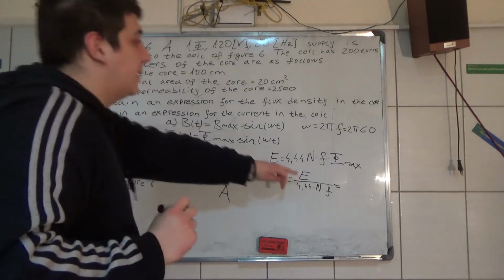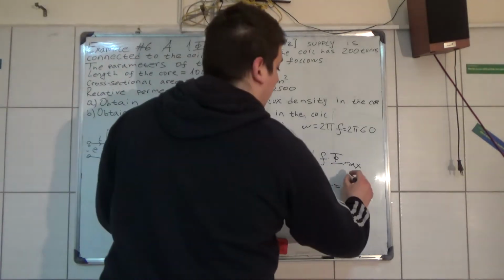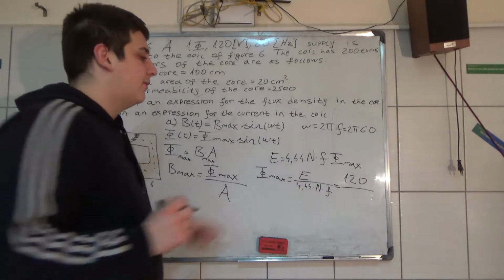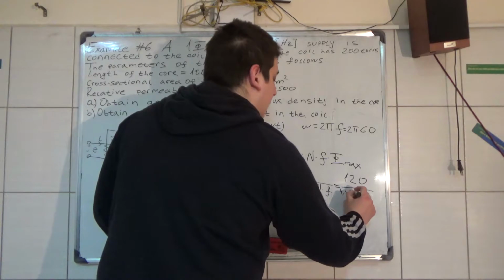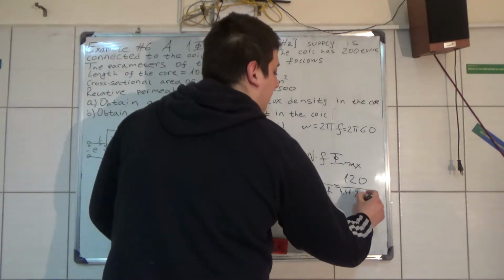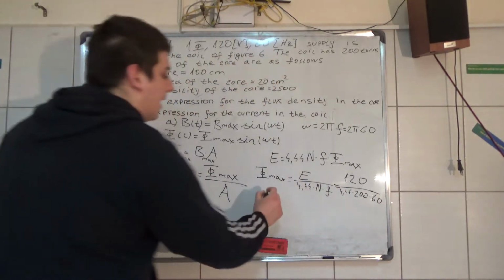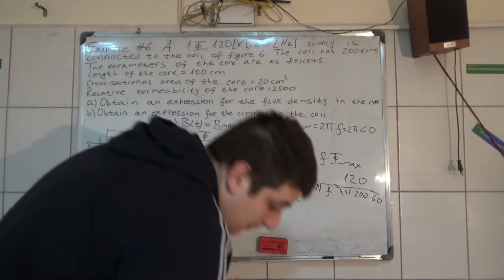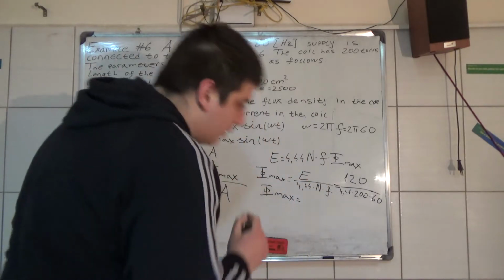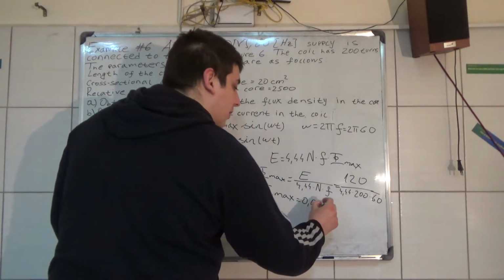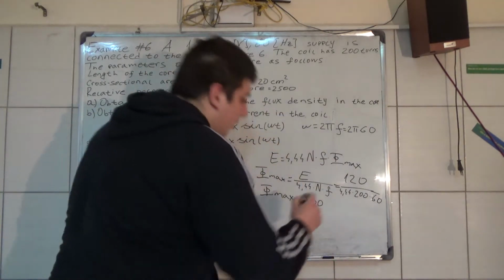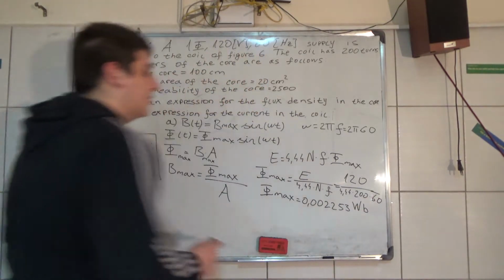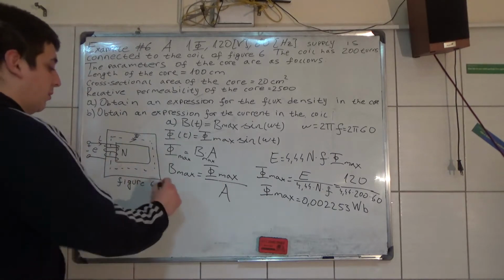Now the RMS is equal to 120 volts. The voltage is 120 volts, divided by 4.44 times the number of turns, which is 200, times the frequency, which is 60, and you get that the flux maximum is equal to 0.00225 Webers.